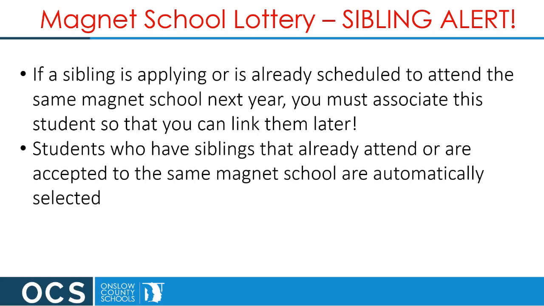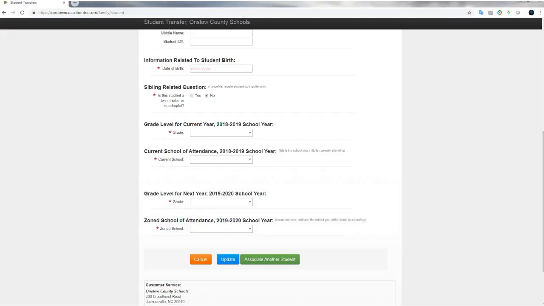If you have a child that's already attending, say, third grade at Northwoods Park Elementary School, you're going to want to associate that sibling as well, because if you have siblings that are accepted in the lottery or already attend that magnet school, the younger sibling is automatically accepted into that school. If you have a sibling that won't be at that school, say you have a child in high school, there is no need to associate that student. It won't make a difference in the lottery. So either update your account or associate another student.